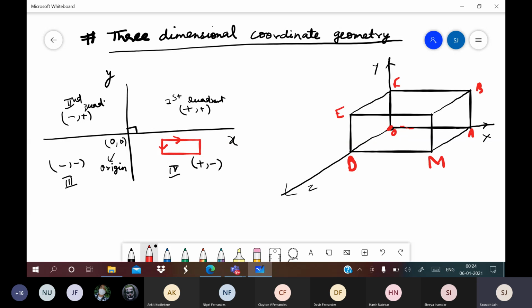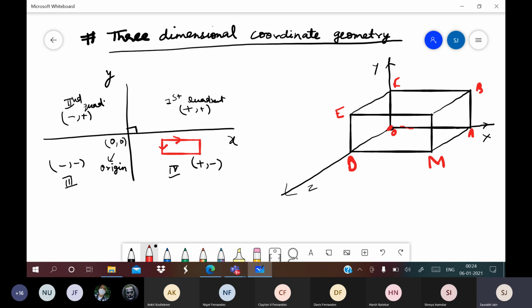Then come three-dimensional figures like cuboid, cube, etc. In fact, I have drawn a cuboid. So it is a three-dimensional figure. One of the dimensions, maybe length, is along x-axis, breadth is along y-axis, and this height is along z-axis. So I hope you understand this. This is called a three-dimensional figure.